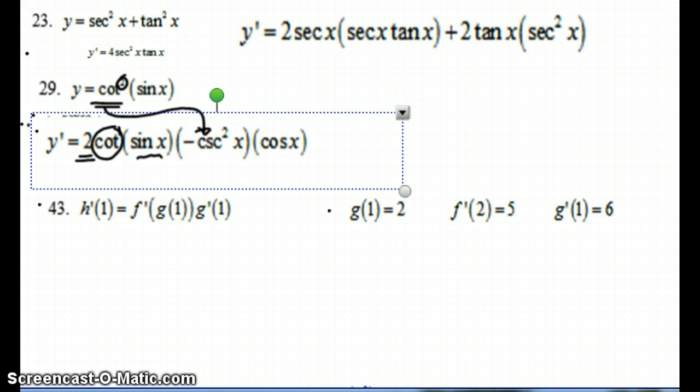Ah, and I have a mistake. Do you see it? I shouldn't have cosecant squared x. What was in cotangent before? Sine was in cotangent, so sine should be here as well.